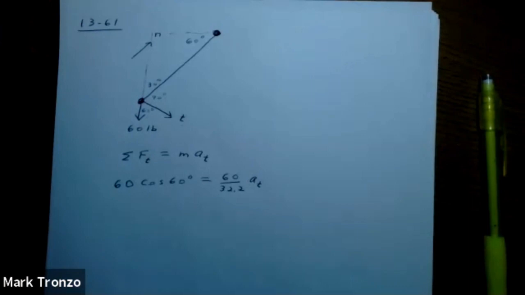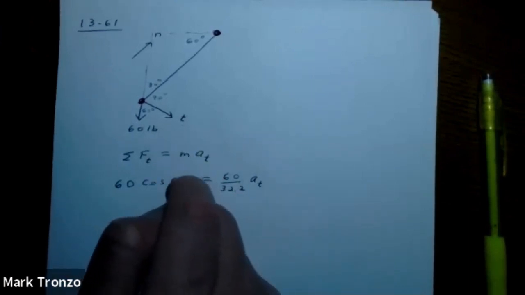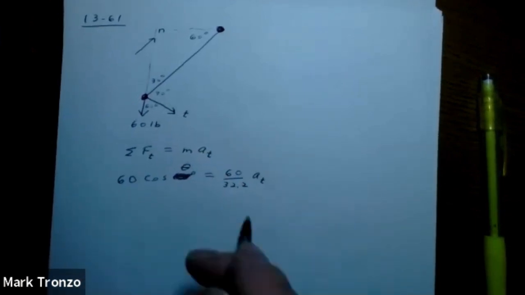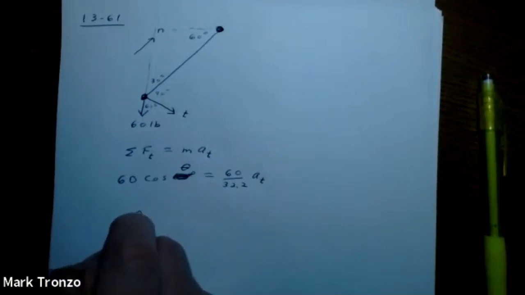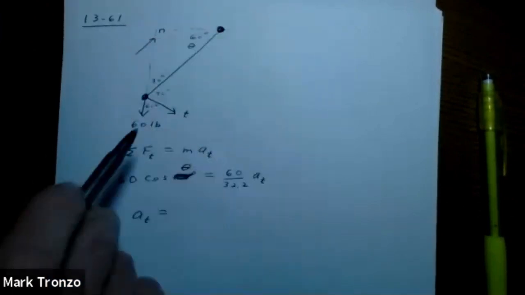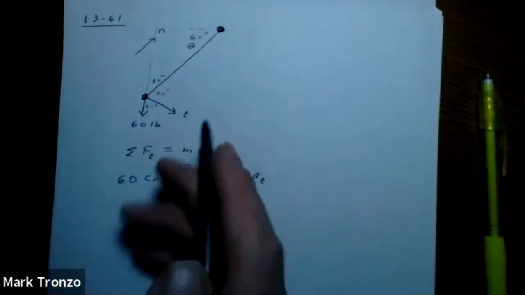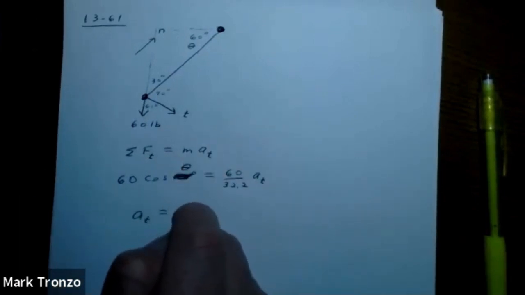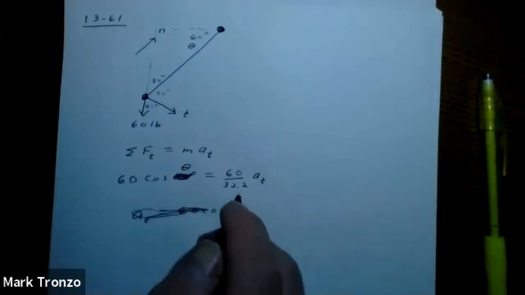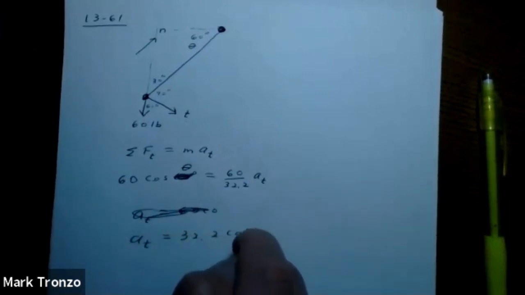Although, I'm sorry, I think we're going to have to do this in general terms first. This is going to have to be just theta, the way they asked the question. Make this theta for now. So now A of t is going to be theta. In other words, whatever angle this is, that's going to be the same as this. So let's make it cos theta. So 60, excuse me, the 60s are going to cancel. So A of t is going to be 32.2 cos theta.